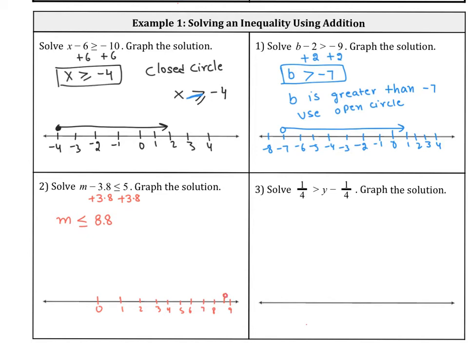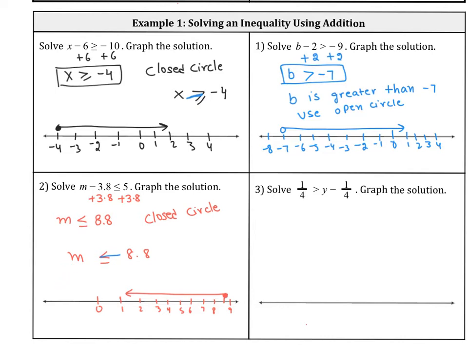This is going to be a closed circle, and it's going to go in the negative direction. If you make a line in between, it's telling us to go in the direction of the left side.